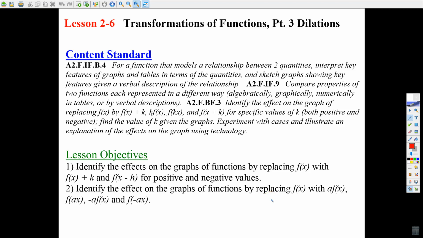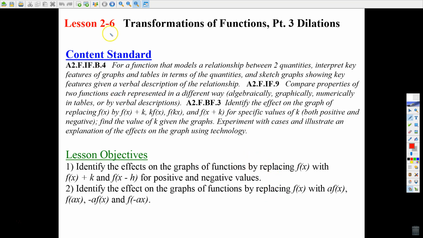This is part 3 in our lesson on transformations of functions, and today we're going to talk about dilations. A dilation is a transformation that changes the size of a particular function, but it doesn't change the shape. If it's a V parent function, it's going to remain a V after the dilation. It's just going to make it either a wide or a skinny V. If it's a parabola, a U-shape, it's still going to be a U-shape, but it's going to be either a wide U or a skinny U.